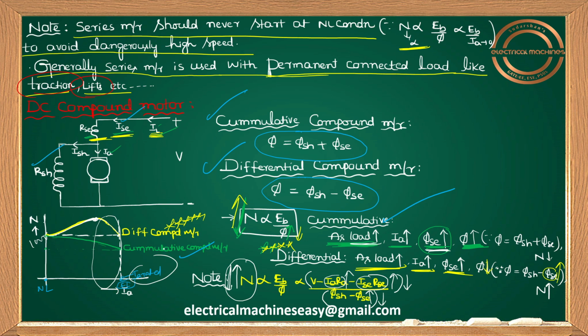Just like a cumulative compound motor or shunt motor, as load increases, your speed has to reduce. But in the differential compound motor, as load increases, what happens to your speed? It is increasing here. No application needs this type of characteristic. That's why the differential compound motor is a rarely used motor.